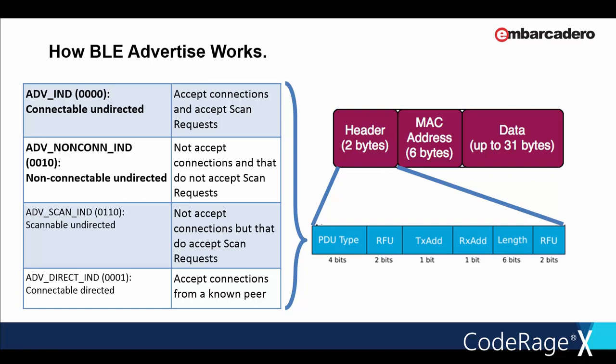The first one indicates that a central can request more information from the peripheral that is advertising just by sending a scan request to it. This will not imply a connection establishment, but the peripheral could send more information to the central through the advertise channel, in an advertise scan response packet that has the same format. Non-connectable undirected is the type used when the peripheral does not accept connections, which is typical in beacons, for example.